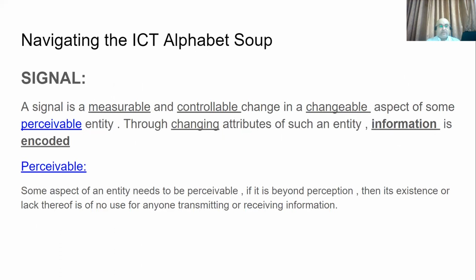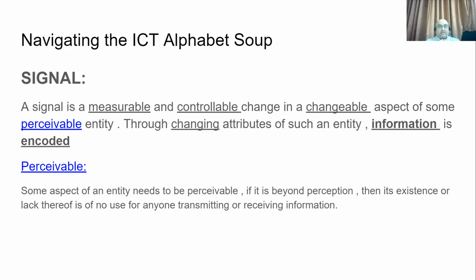So we move from here. Let's first define what is a signal, right? You must have heard a lot about signal. So let's define signal. It is an important definition. A signal is a measurable and controllable change. The most important aspect over here is change. A signal is a measurable and controllable change in a changeable aspect of some perceivable entity. It's a mouthful, but don't worry, we'll explore it. And it's not over yet, anyways. So, through changing the attributes of such an entity, information is encoded.